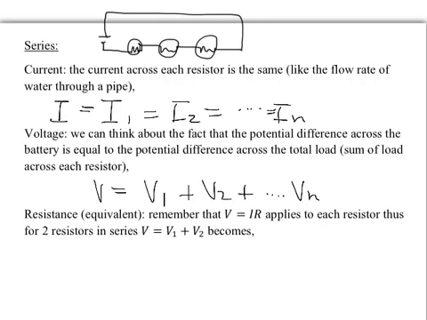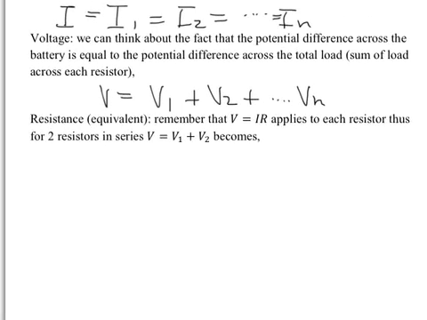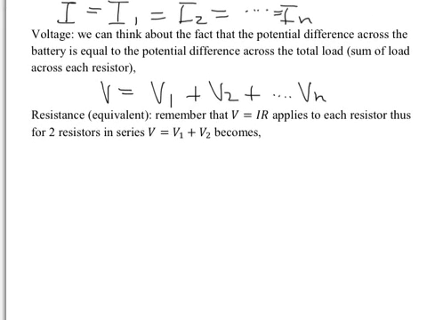All right, finally resistance. Resistance, Nick. Nice and loud for us, Nick. Resistance. Remember that V equals IR for each resistor, thus for 2 resistors in series V equals V1 plus V2. Okay, so now we're going to take a look at what this actually becomes here. Let's think about this for a second. If we had 2 different resistors that were in series, we remember that the voltage of the whole system is equal to the sum of the voltages of each.